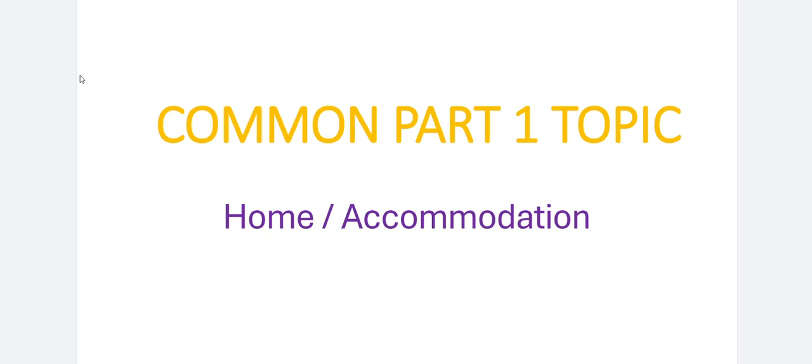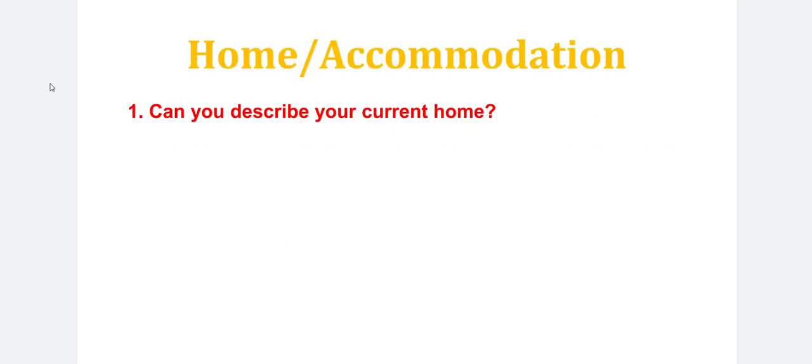So in this speaking video, we're gonna discuss one of the most common part one topics, that is home or accommodation. In this, we're gonna see some of the common types of question that you may be asked. Remember, the question forms may be different, but you will get a general idea how to attempt particular questions and how to understand what the examiner is asking us so that we can give them exactly what they are looking for. So let's start. You can be asked, like, can you describe your current home?